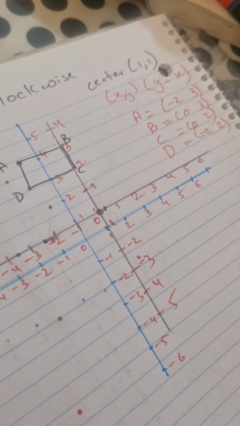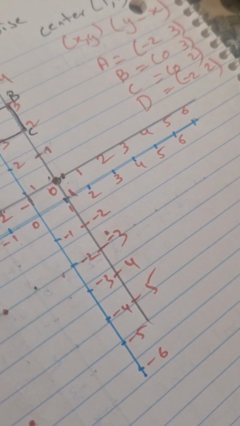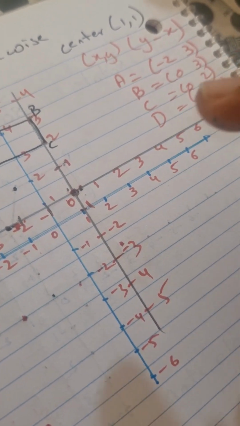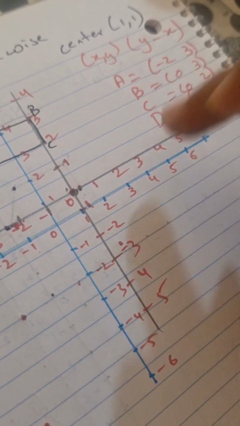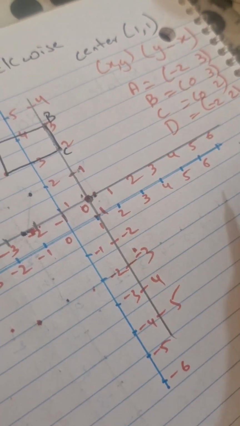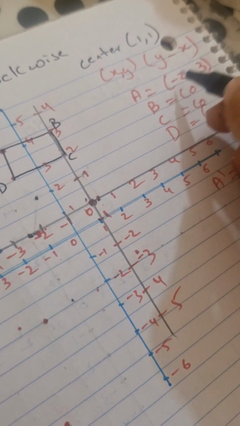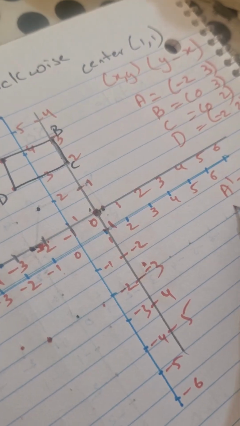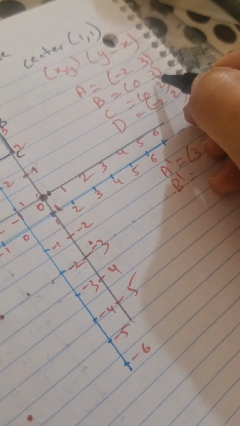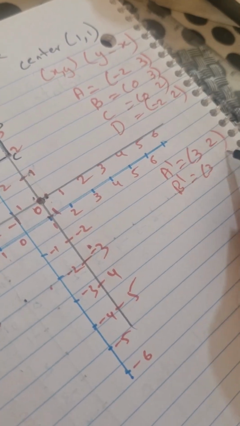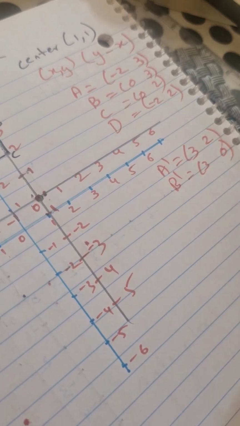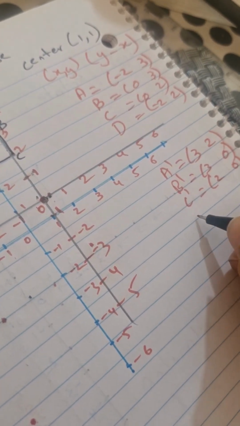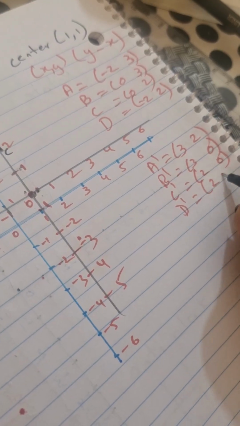Now what is the step? You will swap their places, and x will become negative. And if it is already negative, it will become positive. So A prime, swap their places, 3 and this is negative 2, it will become positive 2. B prime, this is 3 and 0 is neutral, so 0 will be 0 only. C prime is 2 and 0, and D prime will be 2 and positive 2.